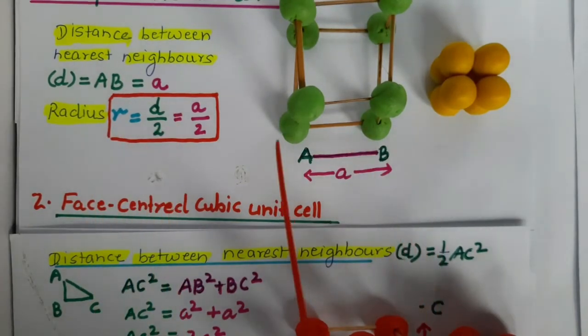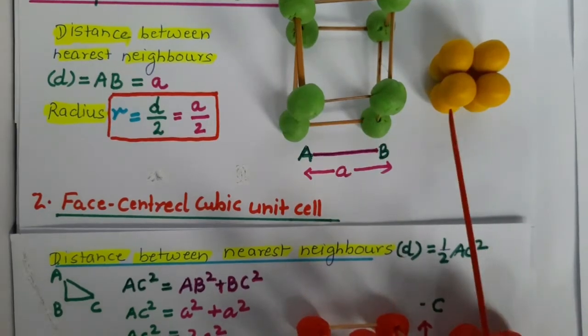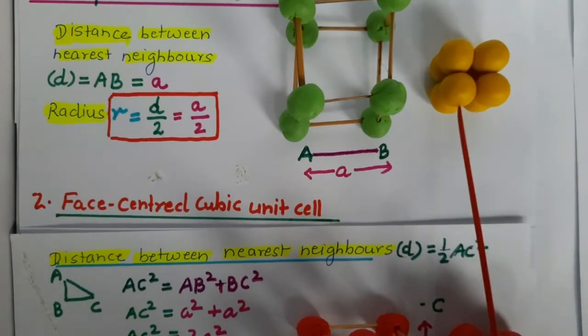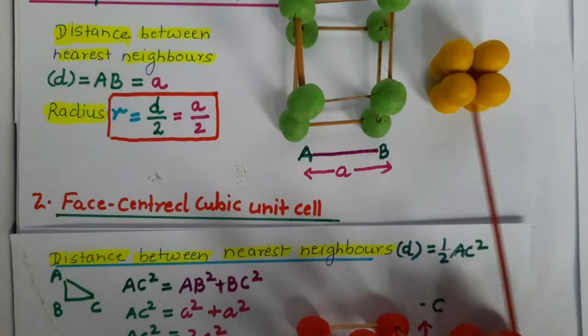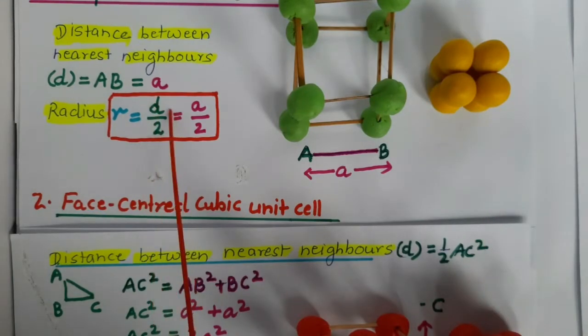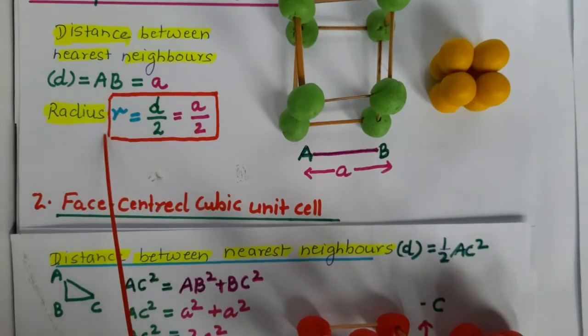and the radius of the sphere is equal to D by 2. It is half of the distance between the spheres present along the edge length, that is D by 2, and it will be equal to A by 2. So the radius of the sphere will be equal to D by 2, and that will be equal to A by 2, where D represents the distance between the nearest neighbor and A represents the edge length of the unit cell and R represents the radius of the sphere.